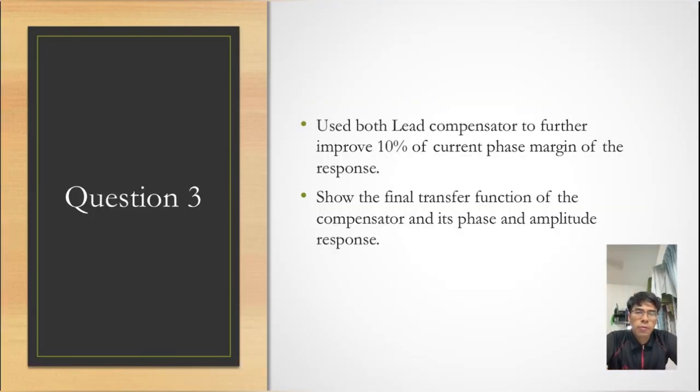So now for question 3. Question 3 asks to use a lead compensator to further improve 10% of the current phase margin of the response and show the final transfer function of the compensator and its phase and amplitude responses. Before that, we need to know what a lead compensator is. A lead compensator is used to improve or increase the magnitude line at the phase margin.